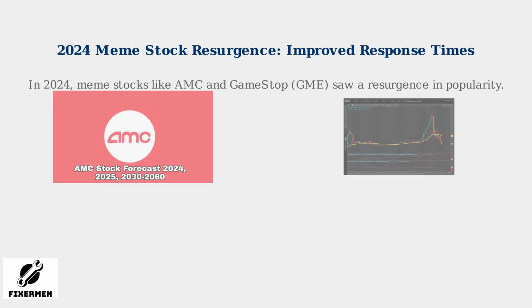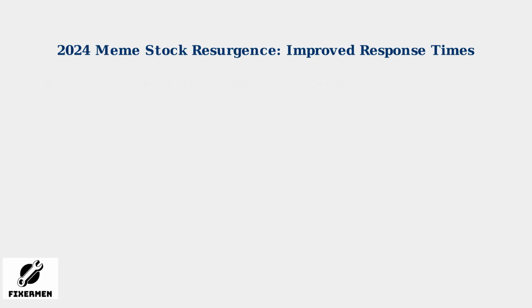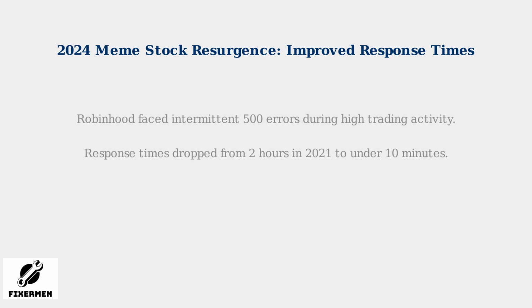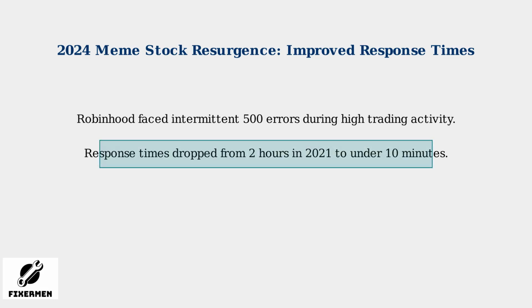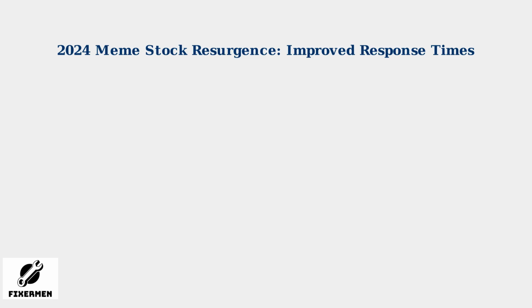The 2024 resurgence of meme stocks like AMC and GameStop created massive trading volume on Robinhood. This led to intermittent HTTP 500 errors during peak times, but the platform's response was much faster than in previous years. Users reported issues lasting only 10 to 30 minutes, compared to hours-long outages in 2021.